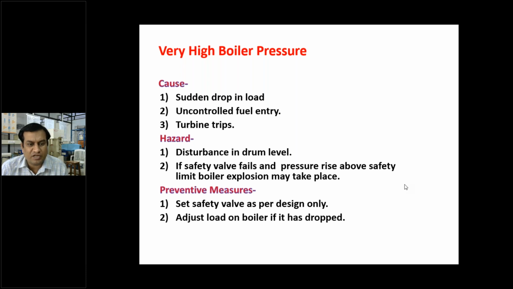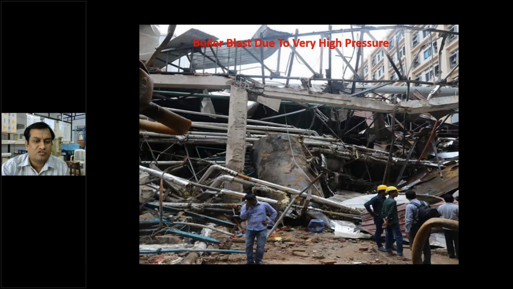Safety valves are normally of three types: the ram's bottom or spring loaded safety valve, the dead weight safety valve, and the lever safety valve. So this is the picture showing a boiler blast due to very high pressure. Due to high pressure, the boiler may explode.